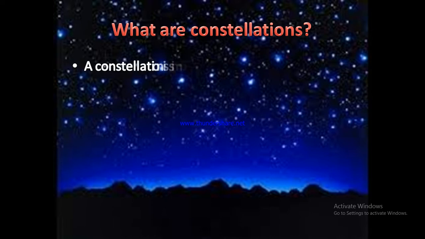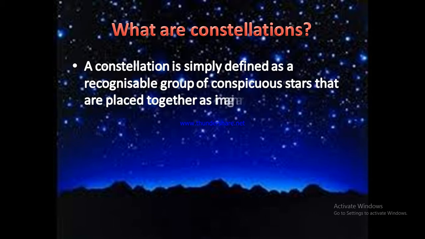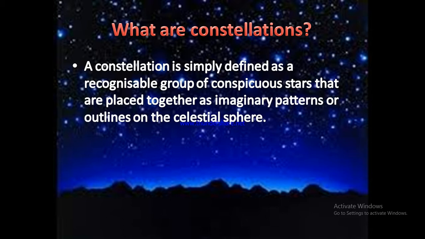What are constellations? A constellation is simply defined as a recognizable group of conspicuous stars that are placed together as imaginary patterns or outlines on the celestial sphere.